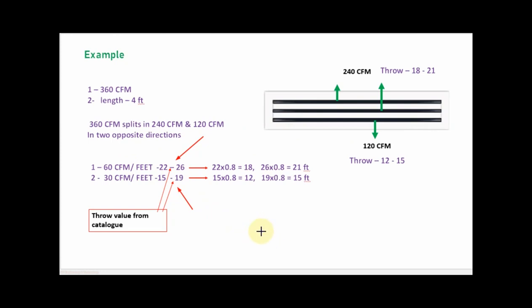To calculate two-way throw, we need to subtract 20% from these throw values. So we will multiply these throw values by 0.8. After calculation, the final throw for 60 CFM per feet will be 18 to 21 feet. And for 30 CFM per feet, the final throw value will be 12 to 15 feet.